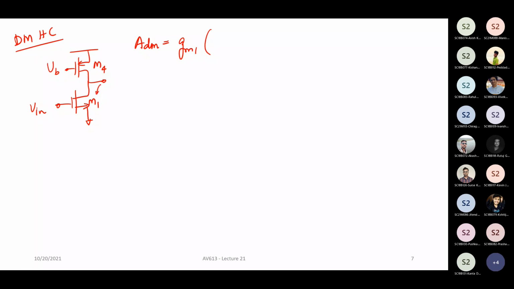Output impedance is what? Looking down, you have R01. Looking up, you have R04. So it becomes R01 parallel to R04. This is, of course, also equal to gm2 multiplied by R02 parallel to R03. Because all the transistors are supposed to be identical. All the transistors meaning both the PMOSs are identical, both the NMOSs are identical.